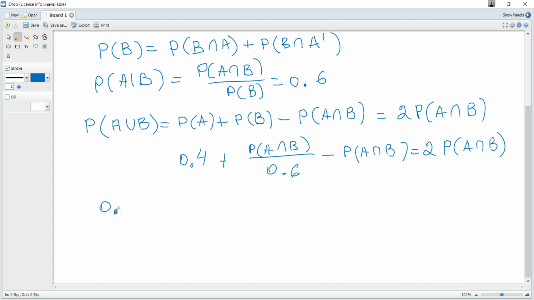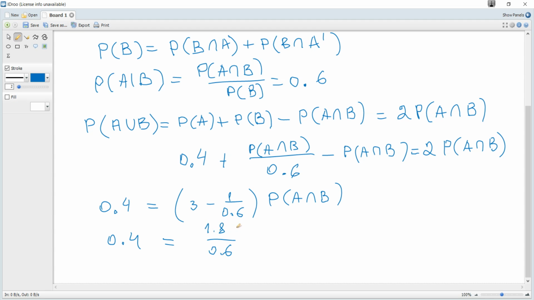So it becomes 0.4, it becomes 3 minus 1 over 0.6 probability of A and B, which is what? It's 0.6, it's 1.8 minus 1, it's 0.8, or 4 over 3, probability of A and B. Hence probability of A and B, it's what? It's 0.3. So probability of A and B is 0.3.